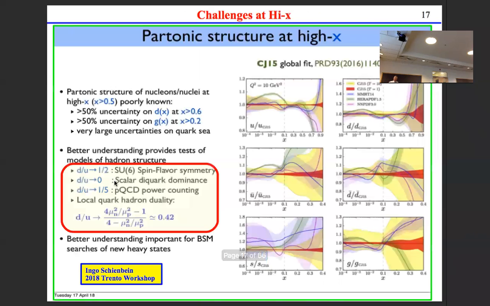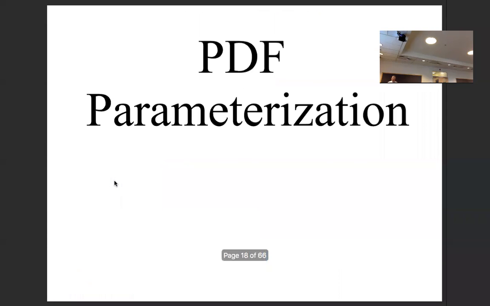And of course, as you go to the limit of x equals 1, depending on various models, you expect various things. And so now that you can model this more sensibly in your PDF, you can actually start testing for this. And they've done quite a bit of measurements there.